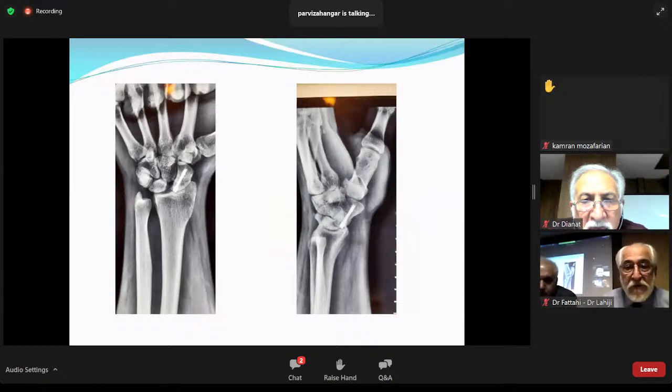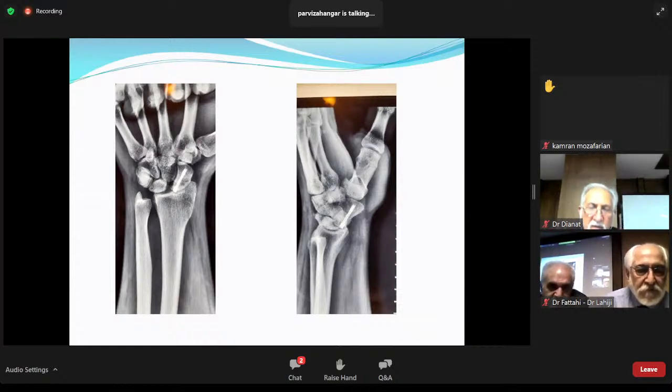And I called him a couple of days ago. He's still working, he's still boxing. He has no pain. But my question is, is there any need to reconstruct the ligament, Professor Lahiji?